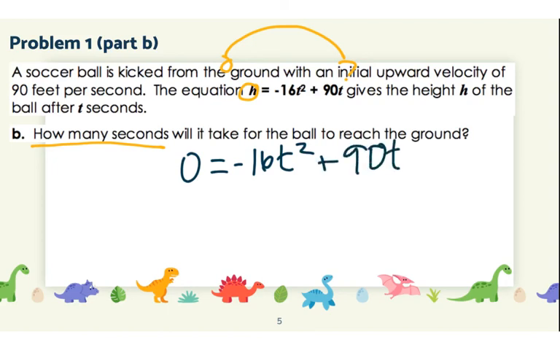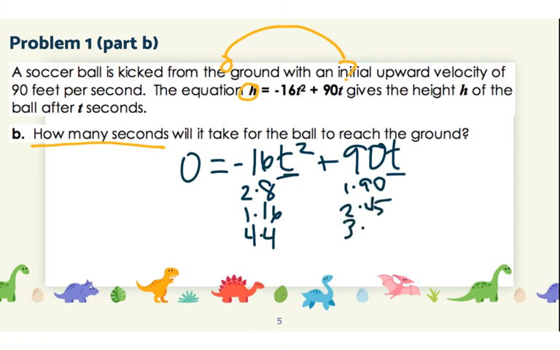And this one, I'm going to factor it. I see that they both have t's there, but I'm not sure what factors they have in common. So let me just see. We have 2 times 8, 1 times 16, 4 times 4. Then 1 times 90, 2 times 45.